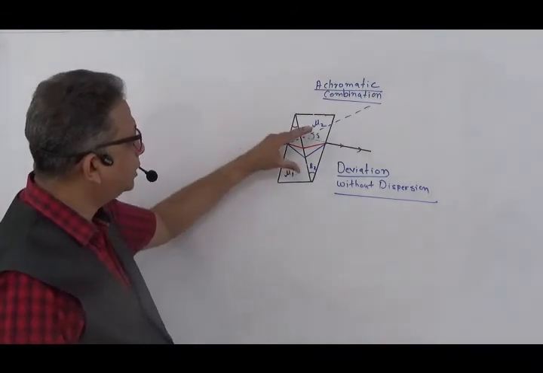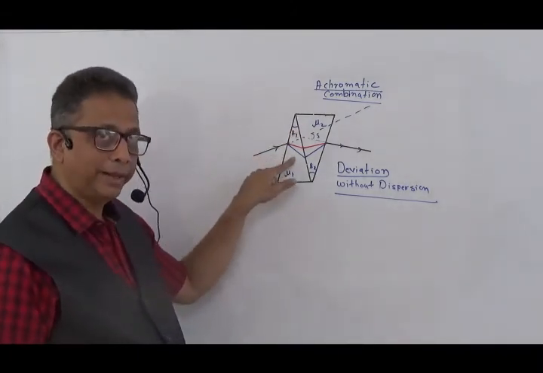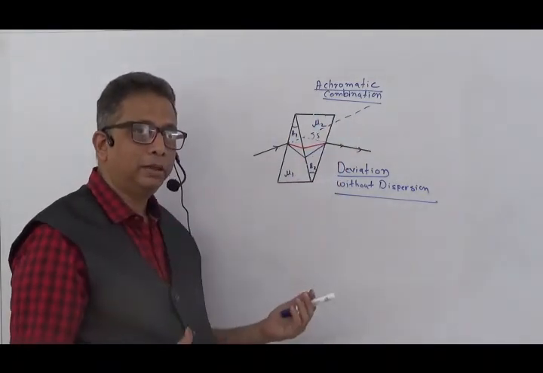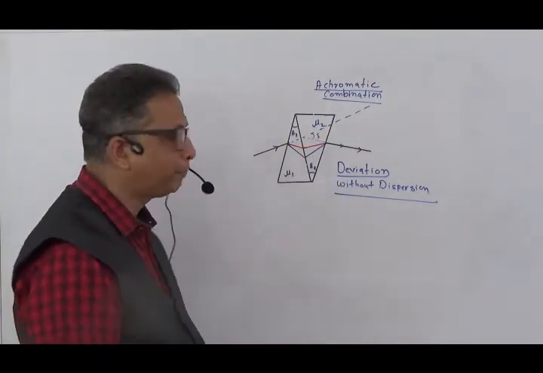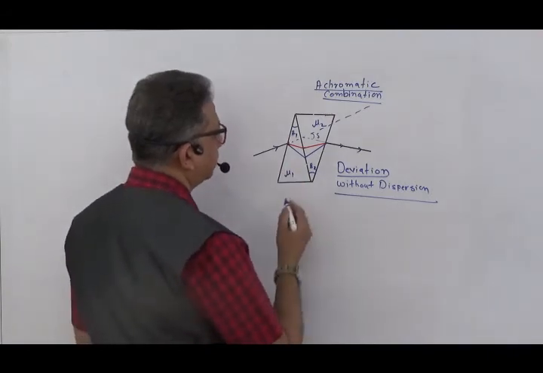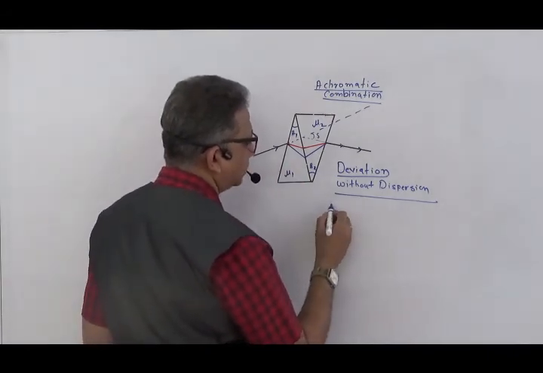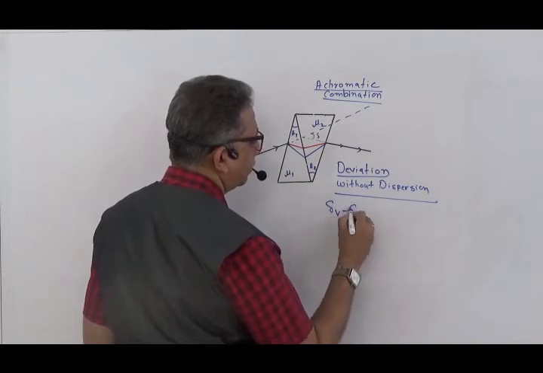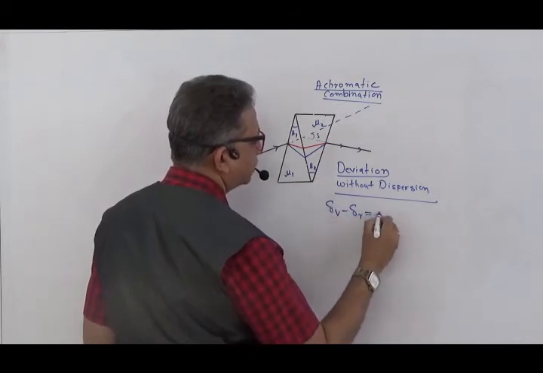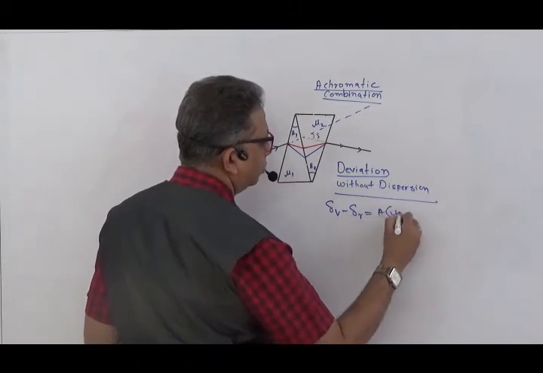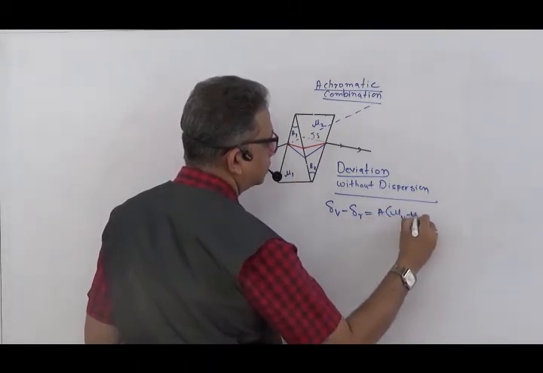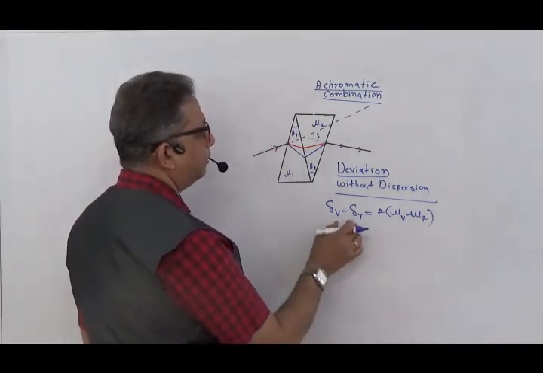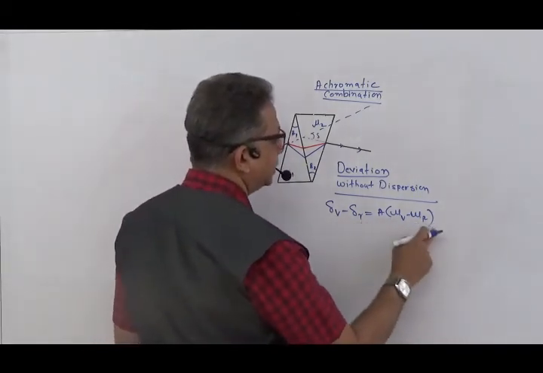How much angular dispersion this prism makes, the same angular dispersion the other prism has to make, only then it will get merged back into a white ray. So what is the angular dispersion for prism 1? As we had seen in the last session, it was deviation of violet minus deviation of red, which was given as mu of violet minus mu of red.